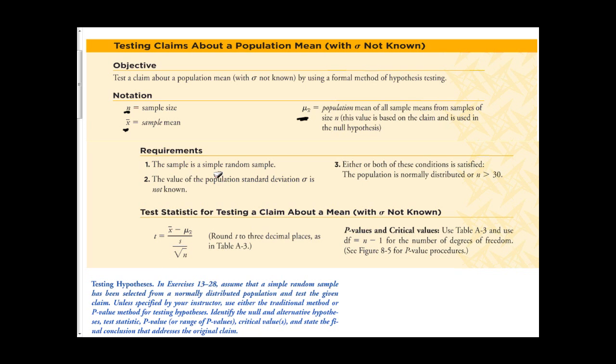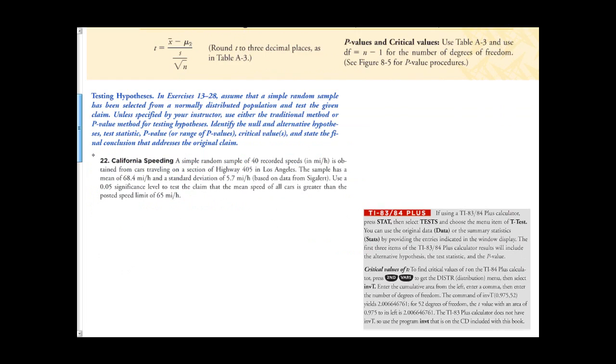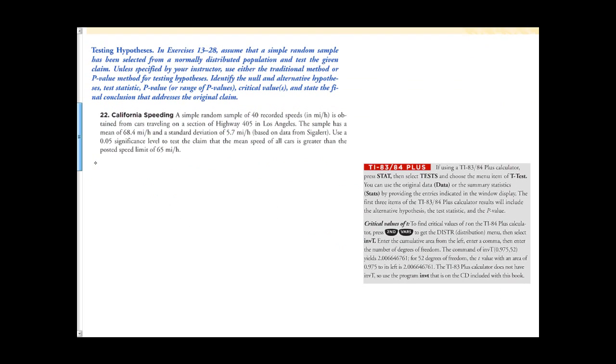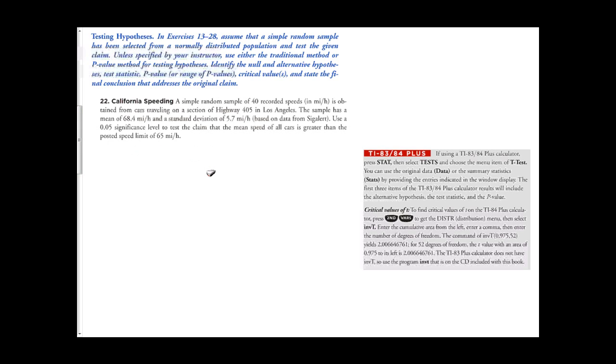The first example I want to look at, here we have hypothesis testing, and it says assume that a simple random sample has been selected from a normally distributed population. So we have the first requirement, and we also have the third requirement, regardless of sample size. And test the given claim. Unless specified by your instructor, use the traditional method or the p-value method. Okay, we're going to be using the p-value method.